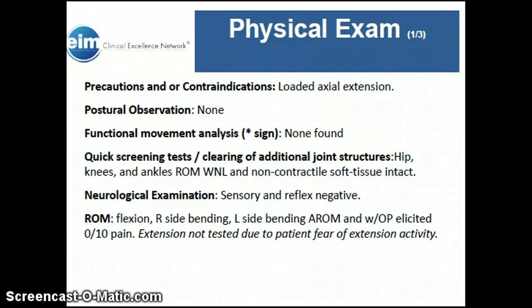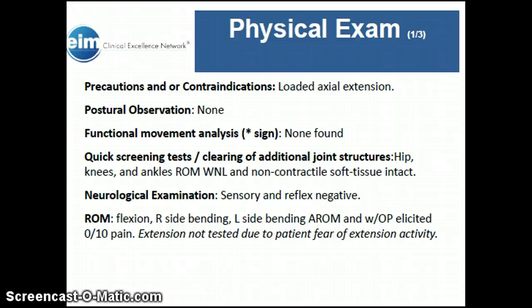Nothing significant with this postural observation. No asterisk sign of this functional movement analysis. Nothing caused pain. I did go through the hips and the knees and the ankles. All the range of motion was within normal limits, and all non-contractile soft tissues seemed to be intact. I did do a quick sensory and reflex screen, and all that was within normal limits.